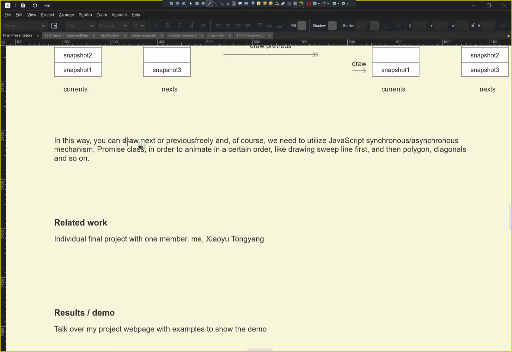Lastly, we will need to utilize a JavaScript Promise class in order to animate in a certain order, like we want to first draw a sweep line and then polygon and diagonals and so on. And this is a technical detail.